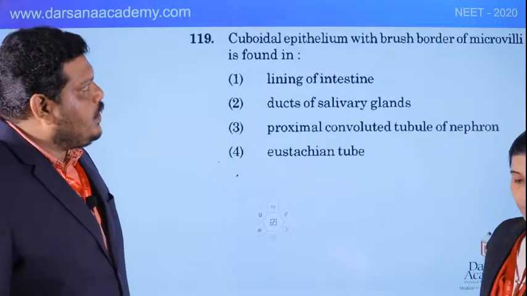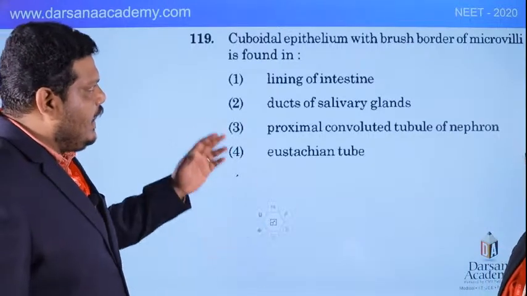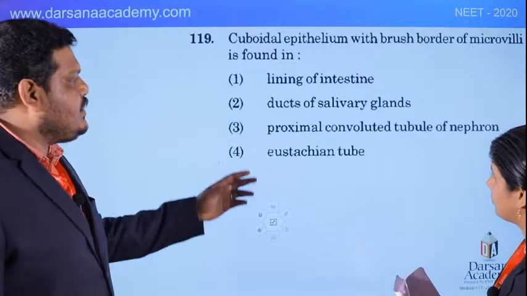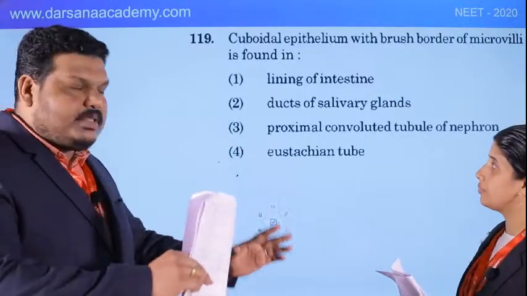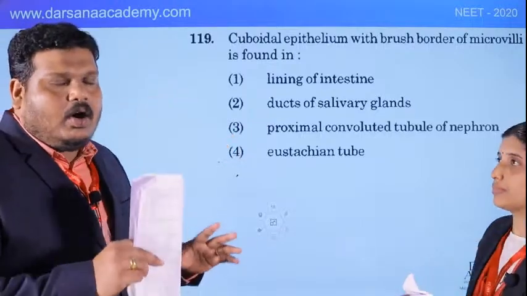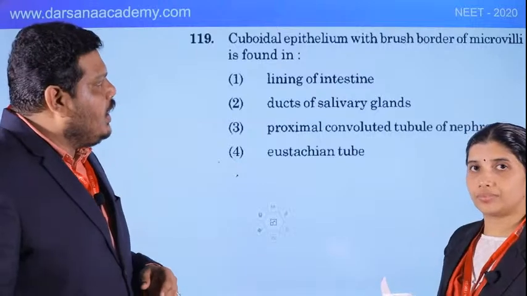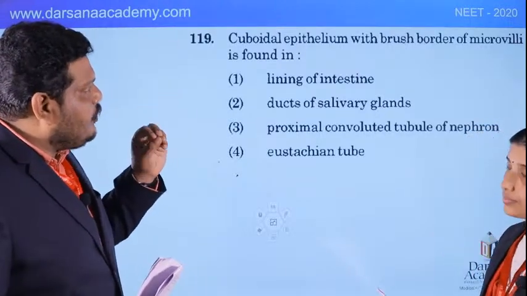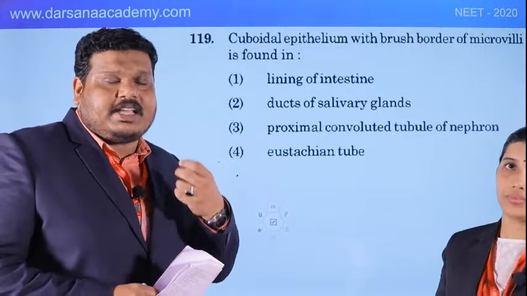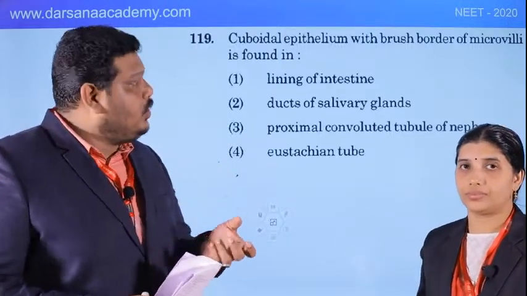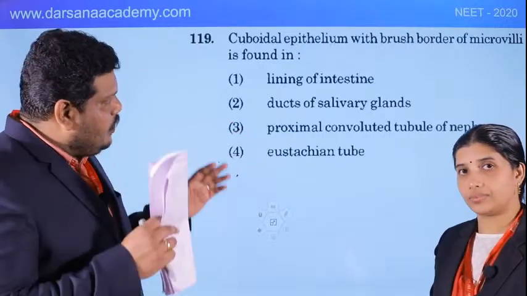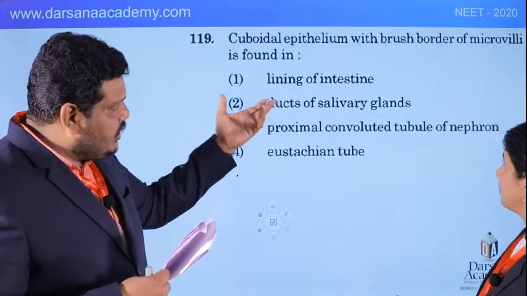Cuboidal epithelium, which is brush bordered with microvilli, is found in the lining of the intestine, duct of the salivary gland, proximal convoluted tubule of the nephron, and eustachian tube. This is a confusing question for somebody who does not understand the proper location of these cells or epithelia or tissues. When you consider cuboidal epithelium, you may think it is a type of epithelium capable of secretion and absorption. So, secretion and absorption, duct of salivary gland. Most of the time you will think like that, and think the duct of salivary gland is the answer.